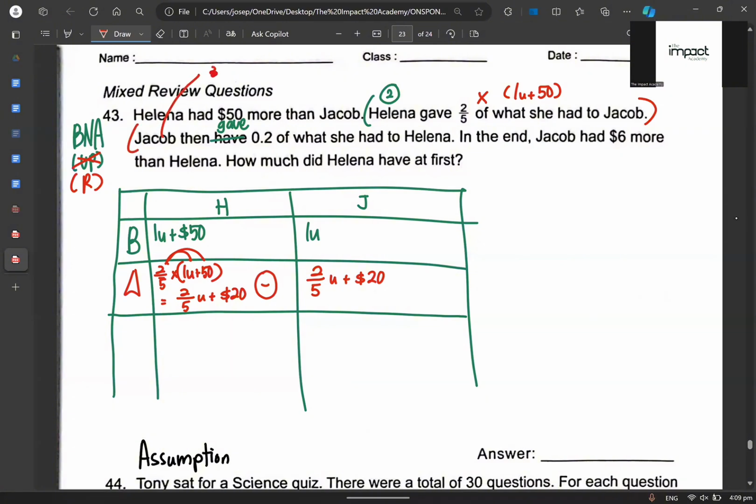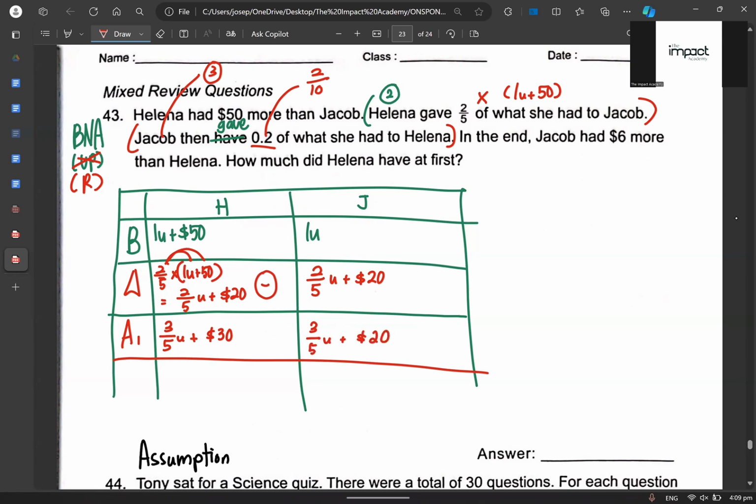Sentence number 3. Jacob then gave 0.2, just put 2/10, of what she had. Before I go on, I just want to write after 1 first. I'll have 3/5 units over here plus $30. You all agree or disagree? And this 3/5 units plus $20.